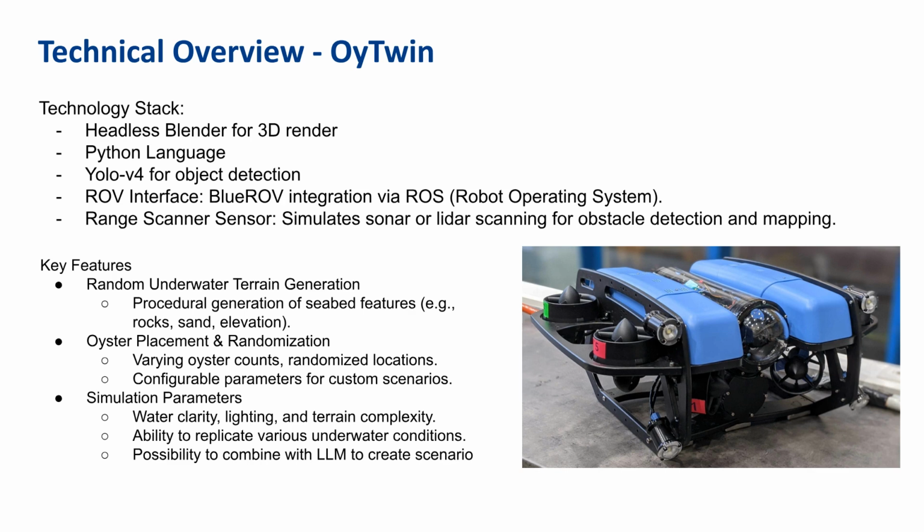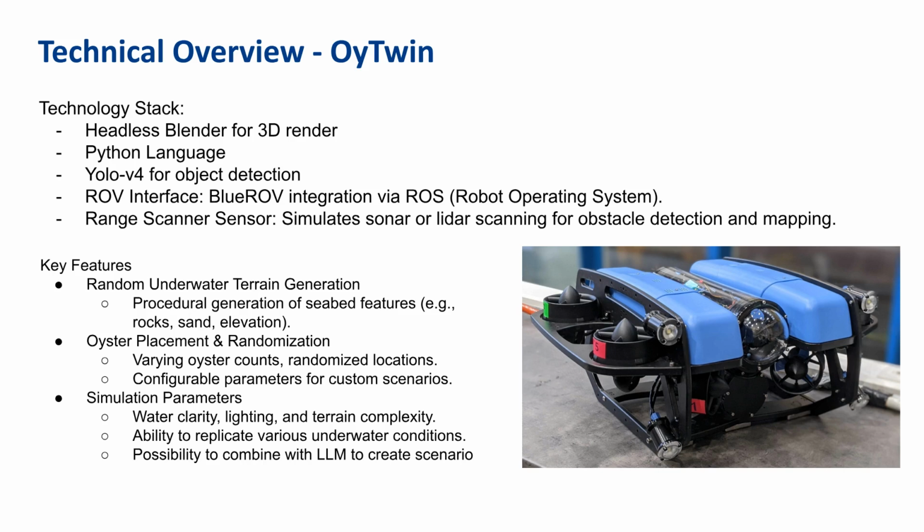On the technology stack side, OyTwin uses headless Blender for 3D rendering, combined with Python to control procedural content generation. For detection, we integrate YOLO v4 object detection, which can automatically recognize oysters and benthic features in the simulated scenes. For hardware interface, OyTwin is designed to work with Blue Rove through ROS, the robot operating system. This allows the simulated digital twin to mirror how a real underwater vehicle would behave. We also simulate range scanners, such as sonar or LiDAR, for obstacle detection and mapping.